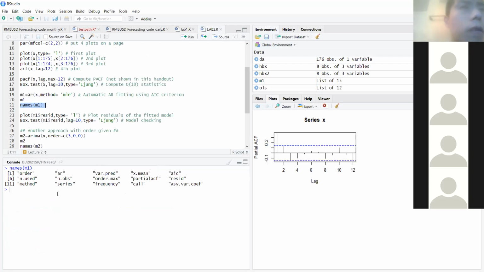So you can see there's a lot of information. There's the order, how many orders are included, what the series is, the frequency, the variance, mean, partial correlation, AIC, residuals. There's a lot of information we're interested in, right? So here we just look into the residuals. We want to see if the residual is white noise. The more random it is, the more likely it is white noise, and my model is successfully established, right?